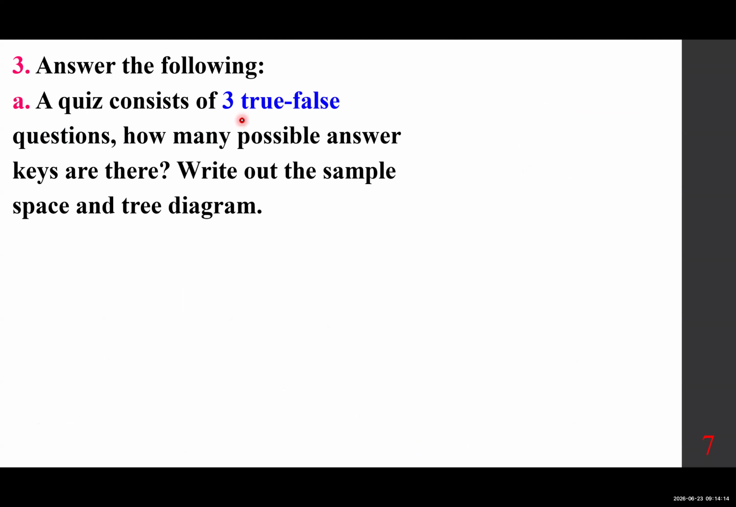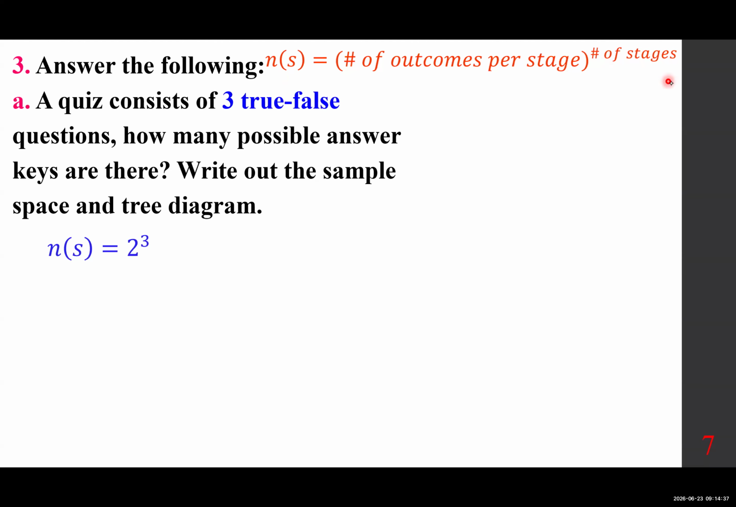A quiz consists of three true-false questions. How many possible answer keys are there? Write out the sample space and diagram. N of S, that N represents the number, S represents the sample space, is the number of outcomes per stage being raised to the power of number of stages. So N of S is 2 cubed. Each stage has 2 outcomes. How many stages? There are 3 questions. That's the number of stages.